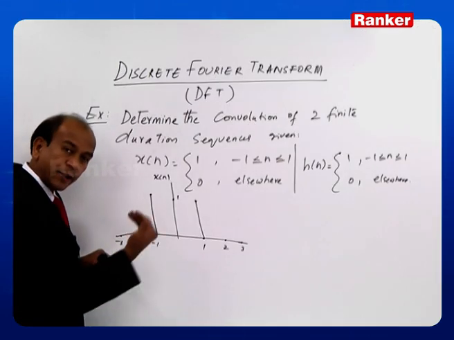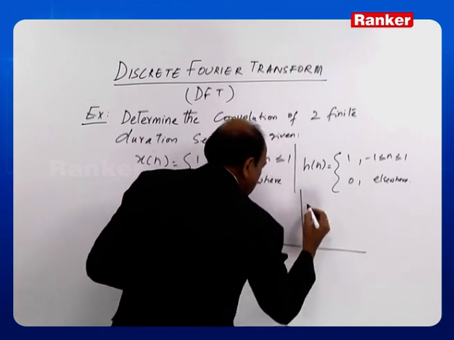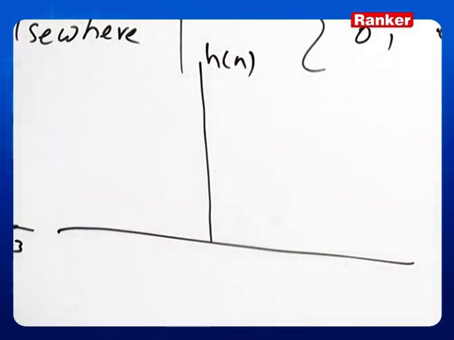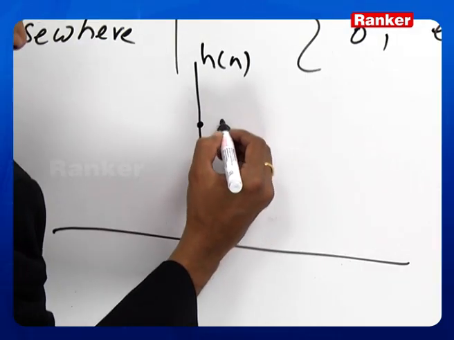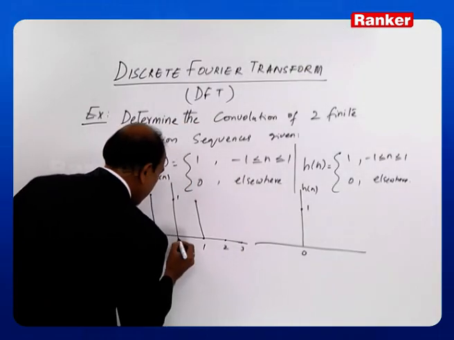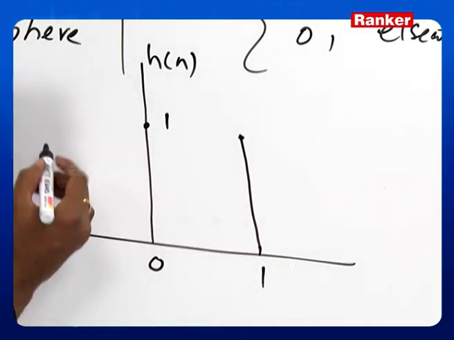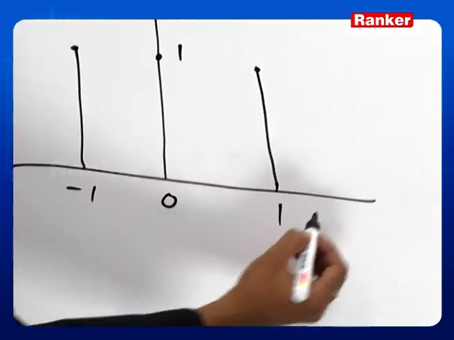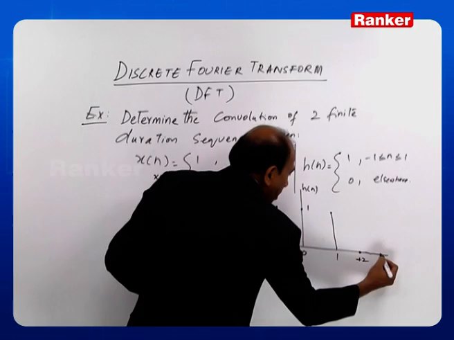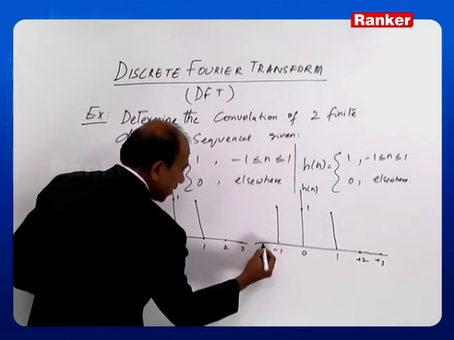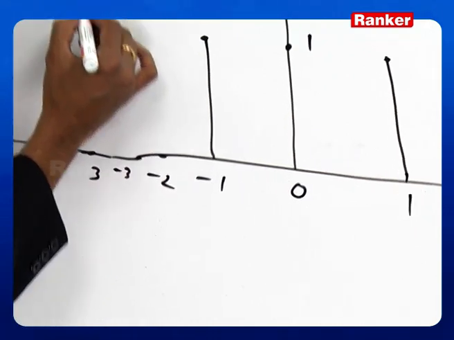When I look at h of n, how does it look? h of n is like this, and both of them are the same. This is 1 at 0, this is plus 1 and this is minus 1, and at plus 2 it is 0, at plus 3 it is 0. Similarly here, minus 2 is 0 and minus 3 is 0. Let us just separate these two.